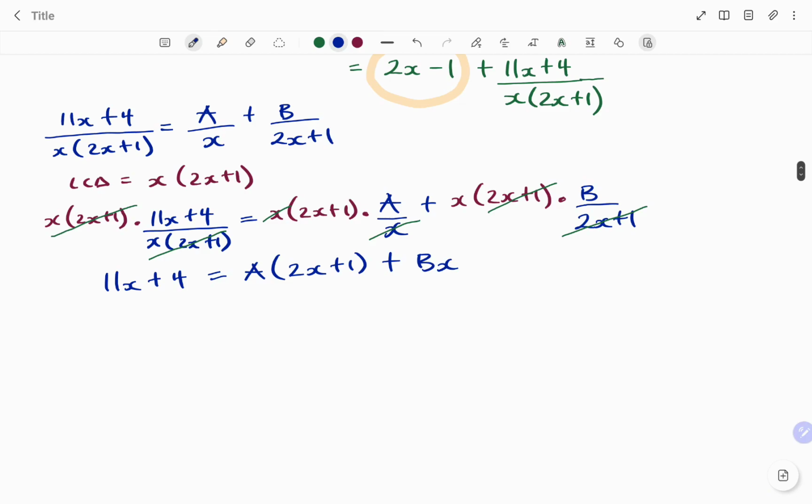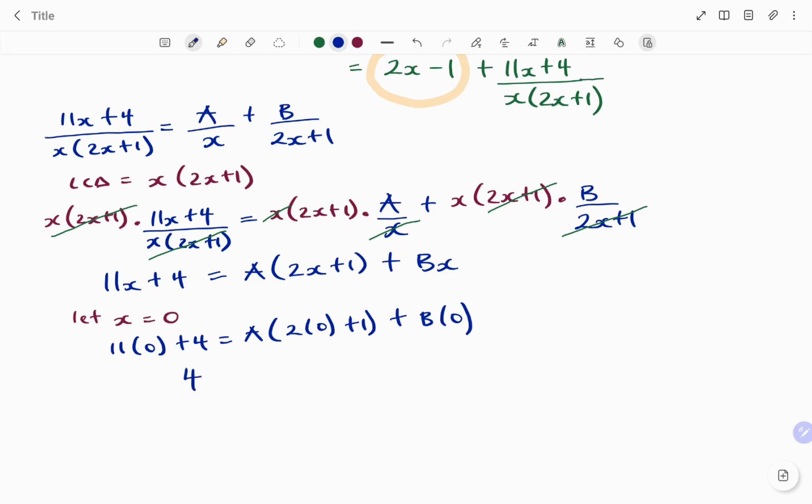Now to solve, I'm going to look for a value for x that will eliminate either my A or my B. I'll start by saying let x equal 0. So on my left hand side, I have 11 times 0 plus 4 equals A(2 times 0 + 1) plus B times 0. That will eliminate B. So I have 0 plus 4. On my left, I'm left with 4 equals A times 1, which is A. So my A equals 4.